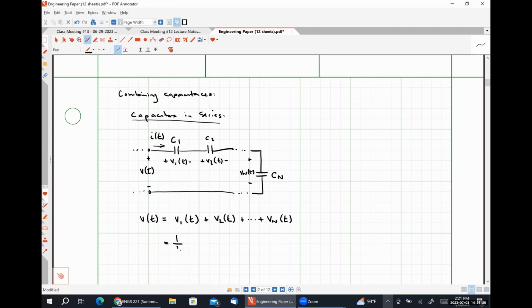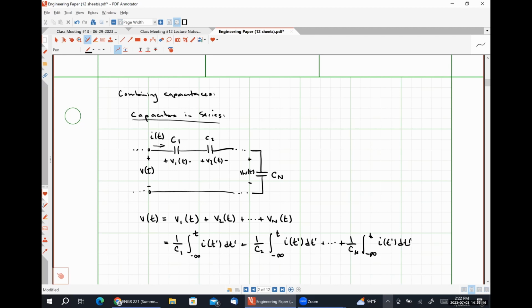So I'll have 1 over C1 times the integral from negative infinity to t of I of t prime dt prime plus 1 over C2 times the integral from negative infinity to t of I of t prime dt prime all the way out to 1 over C sub n times the integral from negative infinity to t of I of t prime dt prime.